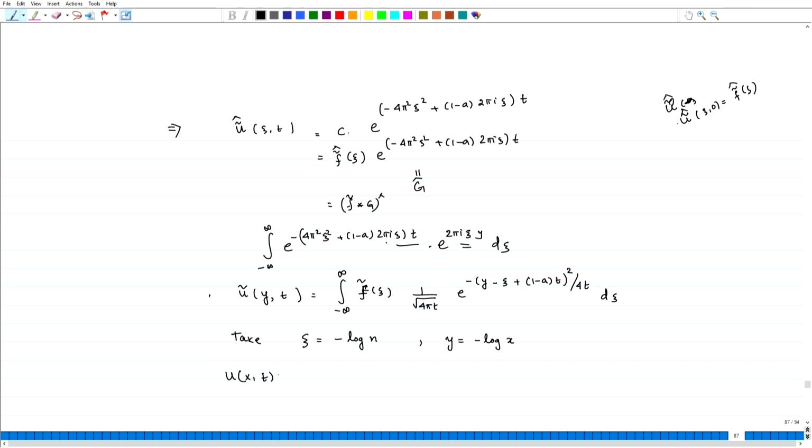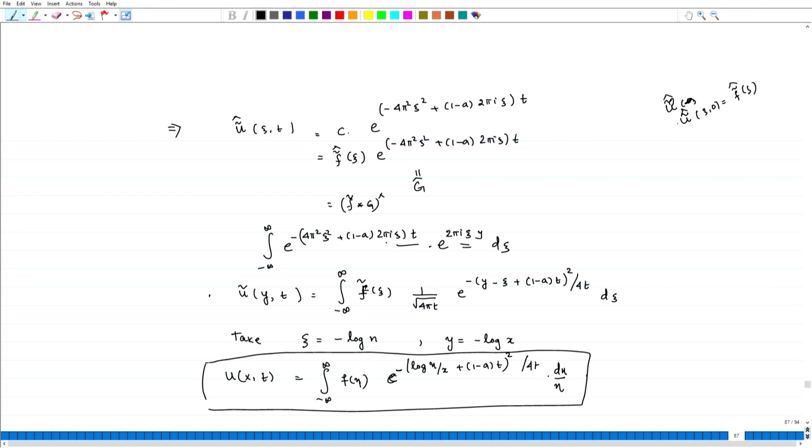u of x, t is equal to u tilde of y, t, which is equal to the integral from minus infinity to infinity of f of eta and e to the power minus of log eta by x, because this is xi, plus 1 minus a t whole square divided by 4 t, and the derivative is going to give me d eta by eta. So, this is the solution of this variant of the heat equation, x square u x x plus a x u x is equal to u t.